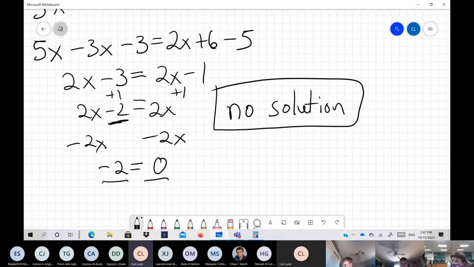When one number equals another number, there's no solution. Any questions?